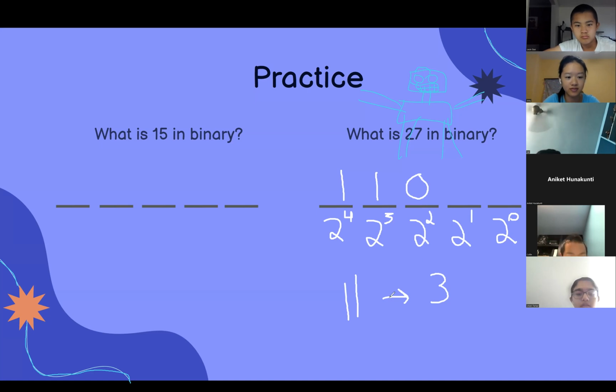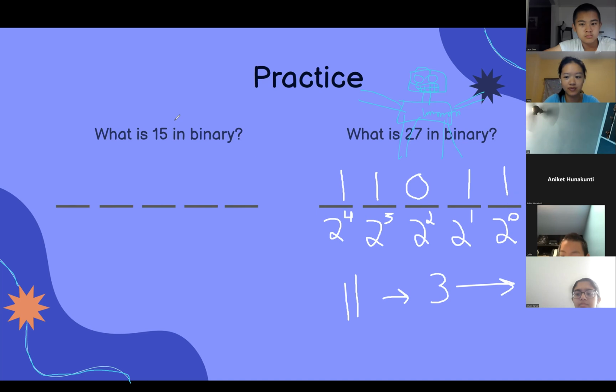So how many 2 to the power of 1s fit into 3? Good job, it is 1. And remember, 2 to the power of 1 is equal to 2, so 3 minus 2 is equal to 1. So lastly, how many 2 to the power of 0s fit into 1? Right, good job, it's 1.